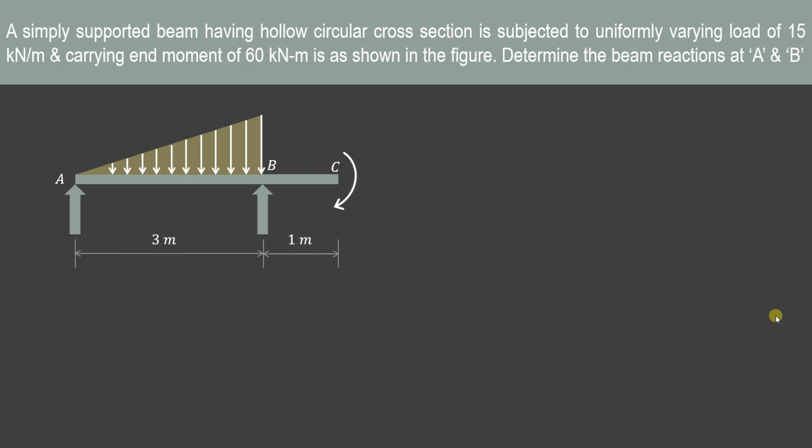So you can see over here we have the total span length of 4 meter, then UVL of 15 kilonewton per meter. It starts from 0 and increases gradually up to 15 kilonewton per meter at point B. The meaning of 15 kilonewton per meter is that for 1 meter length, the load that is acting is 15 kilonewton. Now the end moment of 60 kilonewton meter is provided at point C, and there is a right hand side overhang BC, and the length of that particular overhang is 1 meter.